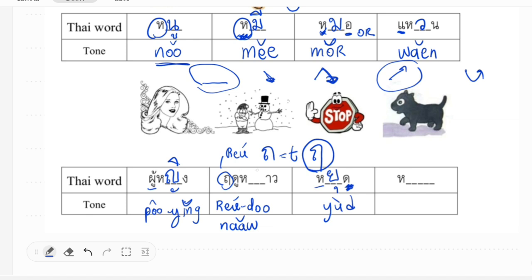Okay, we have do here, and now we need the hour. Now means cold. And this word alone means cold. But when it's combined with do season, it means winter season. And then here is the word dog.